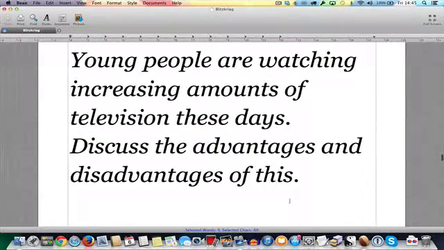Now in this version of the question we have, young people are watching increasing amounts of television these days. Discuss the advantages and disadvantages of this.